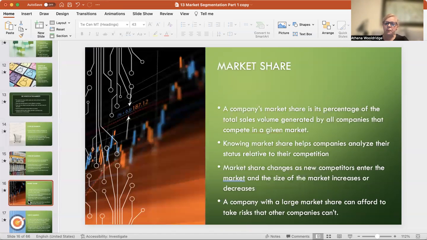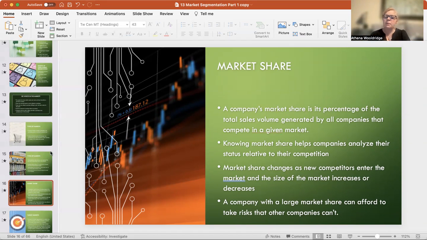Okay. Market share, a company's market share. This is the percentage of the total sales volume that is generated by all the companies that compete in a given market. So in basic terms, if we were to say that a particular market is a $1 billion market and someone has a $100 million market share, they have 10% of the market. They have 10% market share. That's how that works.